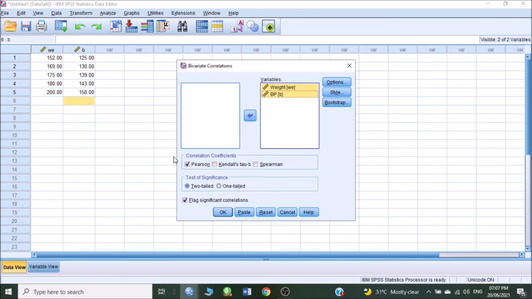Pearson, Kendall's tau and Spearman. So the meaning is this: if we are taking only quantitative data, use Pearson. If only qualitative data, use Spearman. In case of qualitative data versus quantitative data, use Kendall's tau. In a further video I will tell you how we can use Spearman and Kendall's tau. It is very simple. Now just give OK.